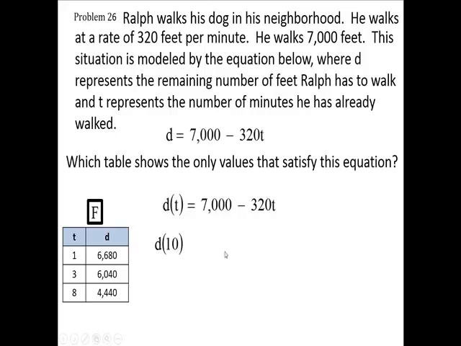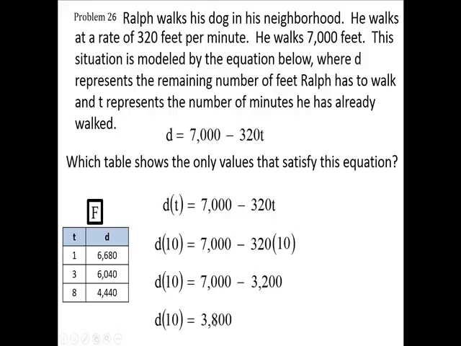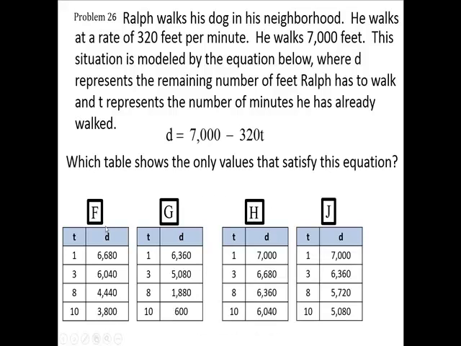And then after 10 minutes, we're going to have 320 times 10, which we're going to add a 0 to 320. We'll make 3,200. Subtract that from 7,000. We're going to have 3,800 steps left to walk. So we're looking for this one here, which is going to be F. It's our first one. Of these here, these are the things that I want to use here. So F.